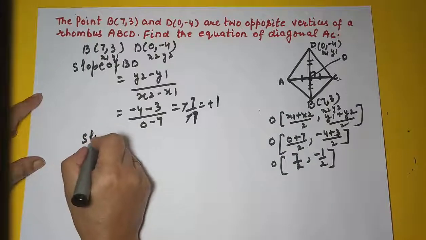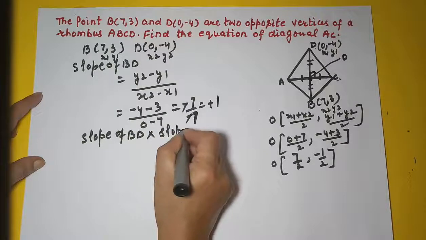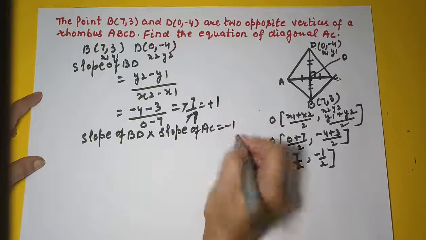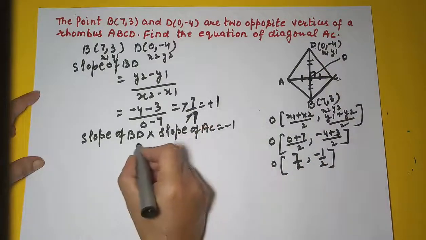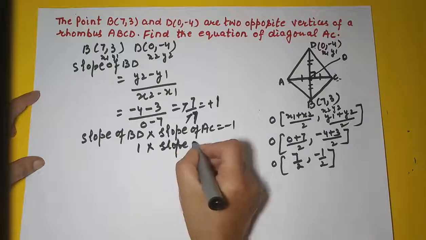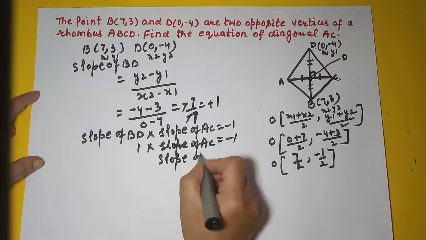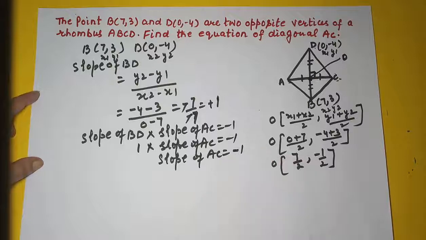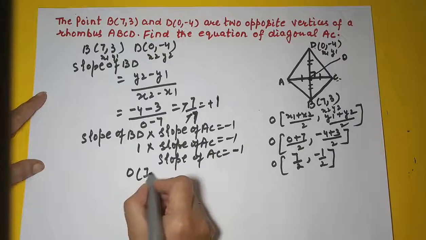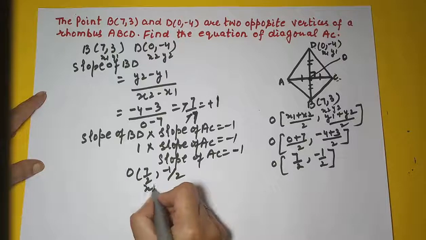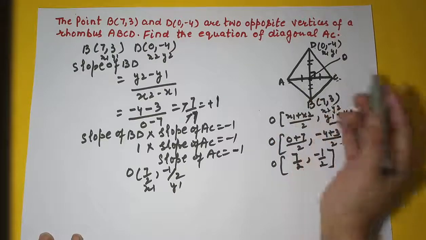Now I know that slope of BD times slope of AC is equal to -1. Why? Because they are perpendicular to each other. Slope of BD is 1. So 1 times slope of AC is equal to -1. So I got slope of AC as -1. Now I have the slope also, I have the point also. So what is the point? O, 7 by 2 and -1 by 2. This will become my x1 and this will become my y1. I can find the equation of AC.